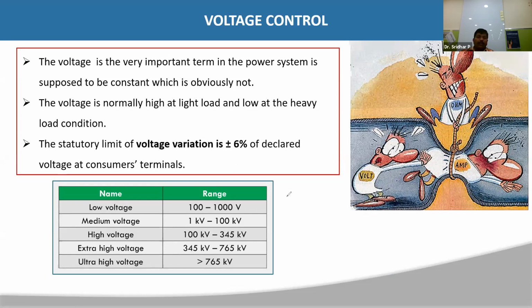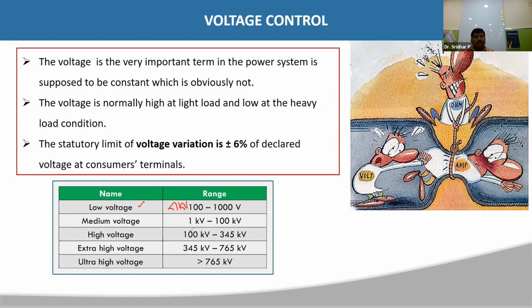Now here you may ask, sir, if it is less than 100 volts, what is that voltage? Of course, that is also considered. Now this low voltage case can be considered as the voltage is less than 1 kV. This can also be considered as the low voltage.